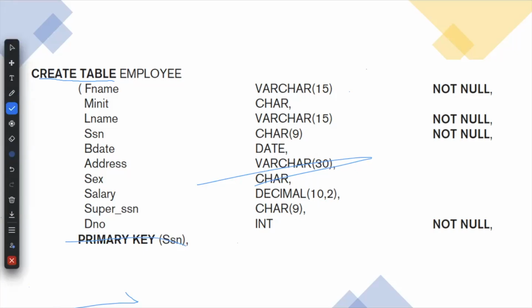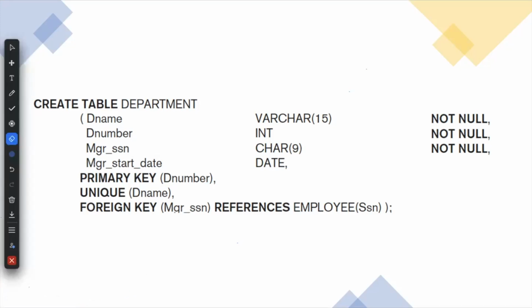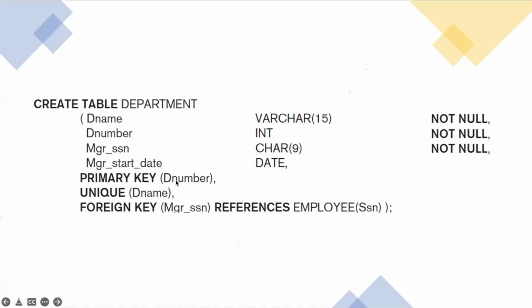So moving on. Let's move on to the next. Let me just clear this up. Okay. So this is another table, create table department. So here also you can see dname, then we have dnumber, then we have mgrssn, which is again another column. Then we have MGR start date. All of these are of different data types. Then here we have specified the primary key as D number.